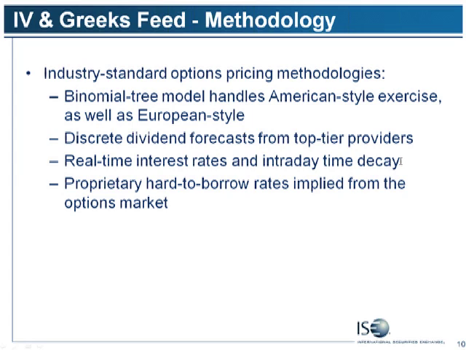The thing about implied volatilities and Greeks, of course, is that usually the inputs determine a lot about the outputs. So some of the key inputs that we have here are our dividend forecasts. We use discrete dividends, actual forecasts from top-tier providers, including vendors such as Markit and other groups that provide dividend forecasts. These are discrete dividends, again, with the ex-dividend date and the amount forecast out.